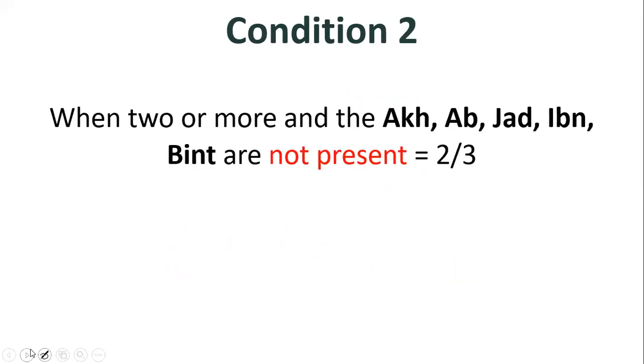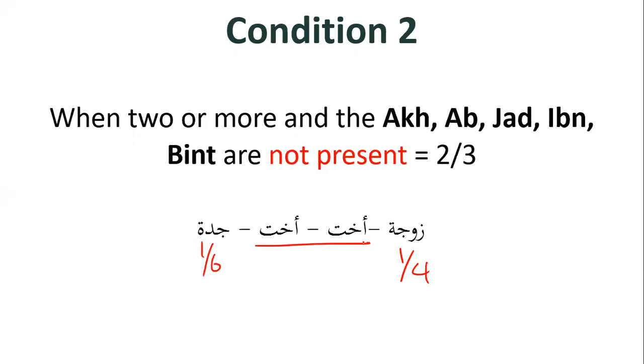Another example for condition number 2, when 2 or more and the akh, abjad ibn, bint are not present. So we can see zawja will receive 1/4, jadda will receive 1/6. Over here, ukht, there's no akh present, no abjad ibn present, no bint present. Therefore, the ukht will receive 2/3 of the inheritance.